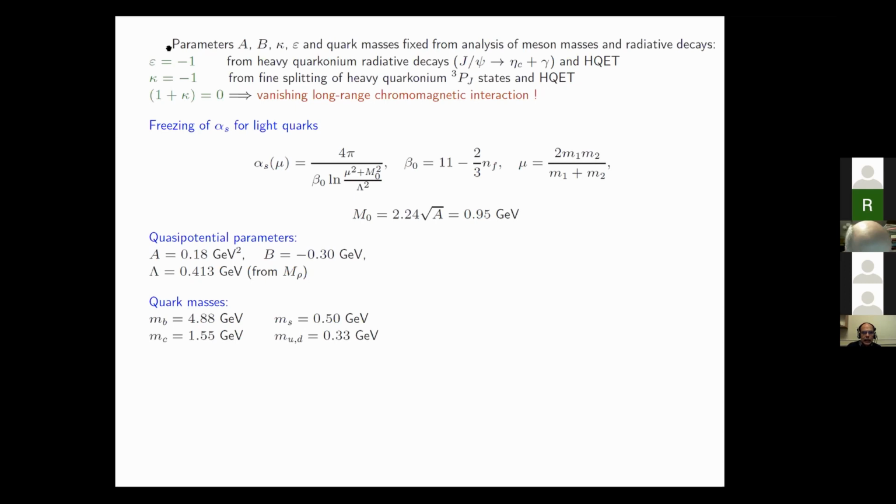And then the same values of epsilon and kappa were obtained when we compared the heavy quark expansion in the framework of our quark model with model-independent predictions of the heavy quark effective theory. Let me note that for the chosen value of the anomalous chromomagnetic quark moment, the long-range chromomagnetic interaction, which is proportional to 1 plus kappa, just vanishes. And this is in accord with the flux tube model.